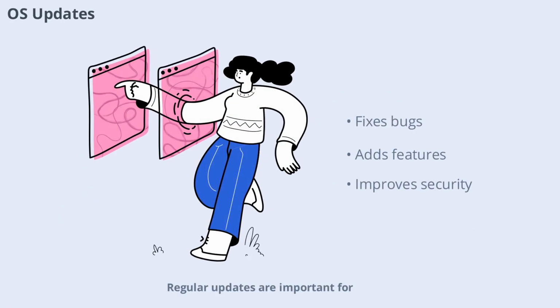Regular updates are important for keeping operating systems secure and efficient. Updates can fix bugs, patch security holes, and add new features. Staying up to date ensures your device runs smoothly and is protected from threats.